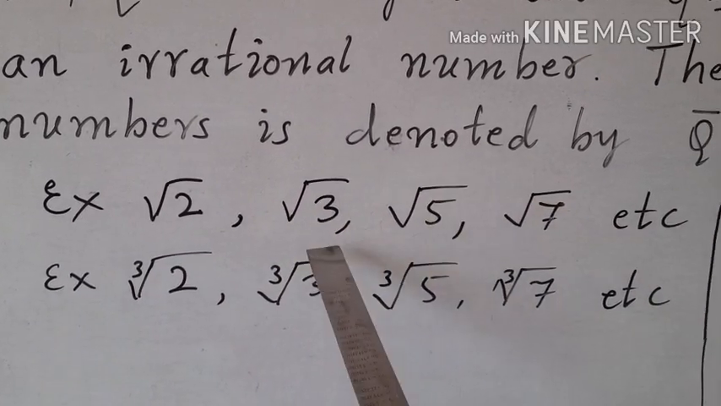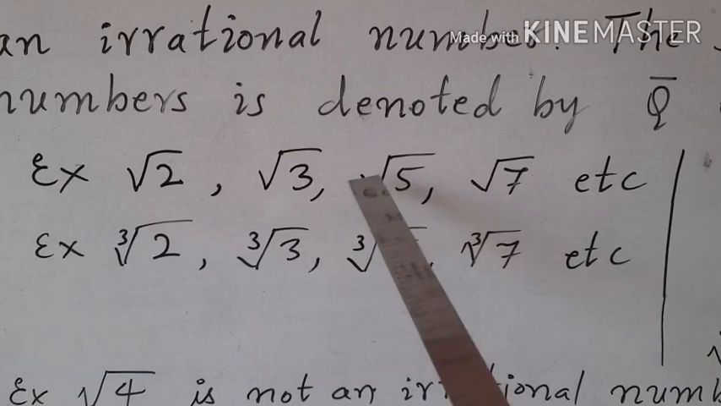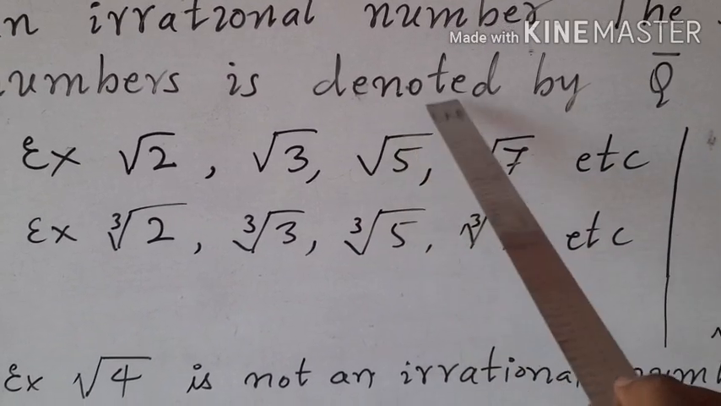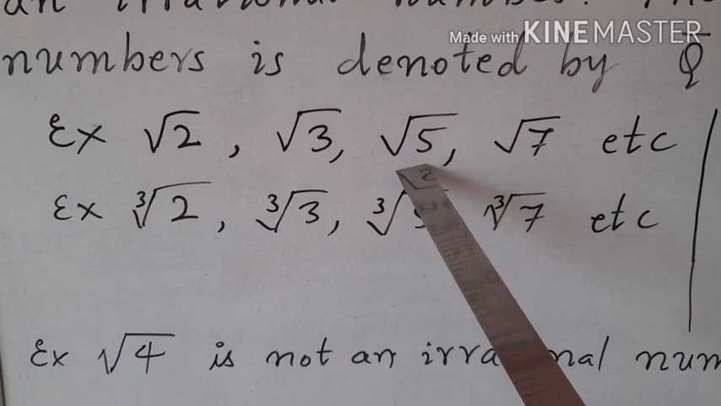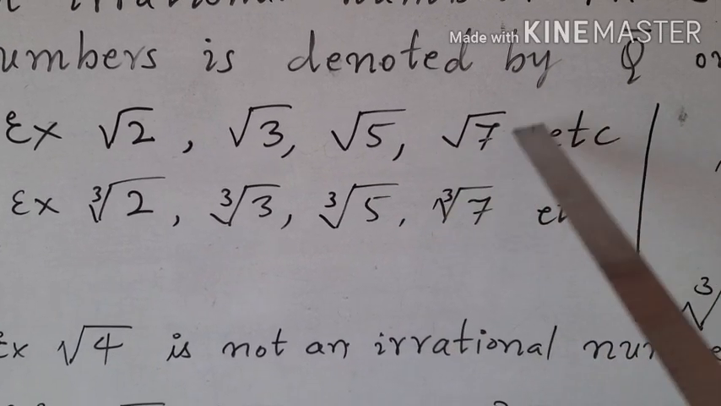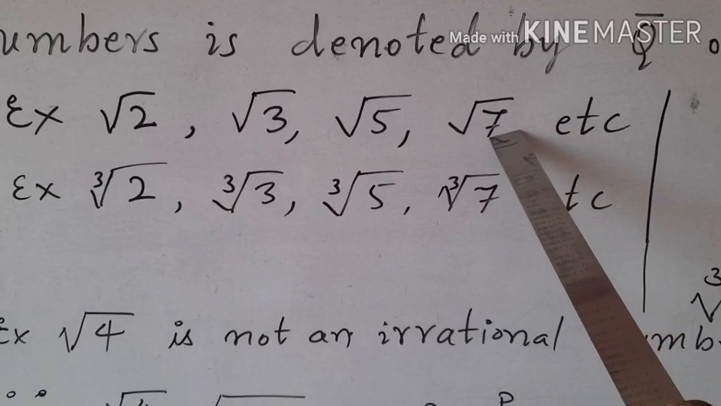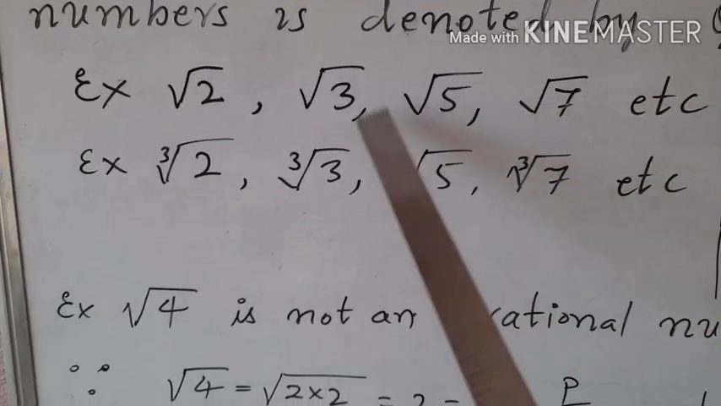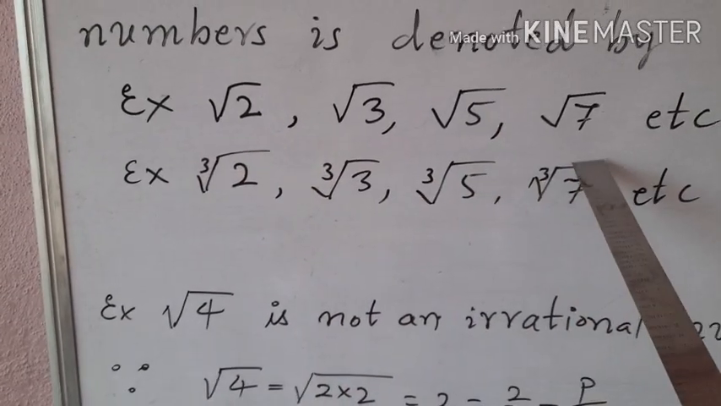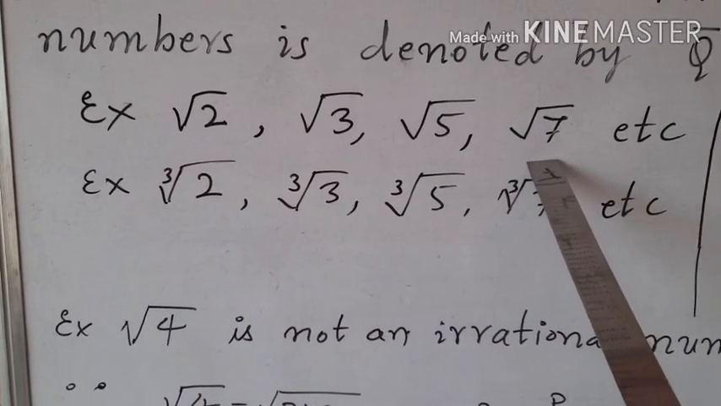Root 3, but 3 is a prime number. Here, take square root of 5. Here 5 is a prime number. Let us take the example of square root of 7. Here 7 is a prime number. Therefore, under the square root, if prime numbers are written, then they will become examples for irrational numbers.